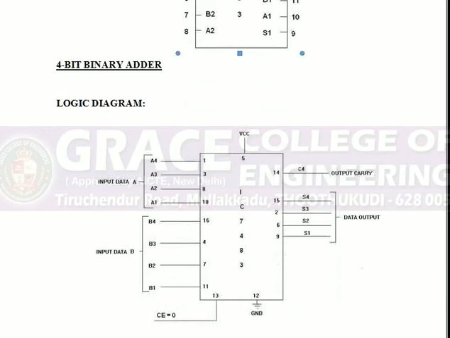This is the logic diagram for the adder only. 4-bit input we are giving, 2 inputs: A4, A3, A2, A1, that is one input, and B4, B3, B2, B1, this is another input. Previous carry you are giving, that is C equal to 0. Then the output: there is an output carry and the sum value, S4, S3, S2, S1. VCC for 5 and ground 12.